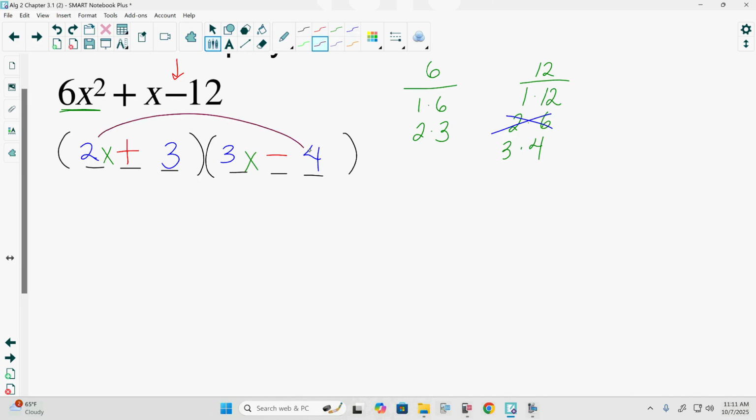Now we can check this here. 2x times negative 4 is negative 8x. 3x times 3 is positive 9x, which does indeed give me positive x.